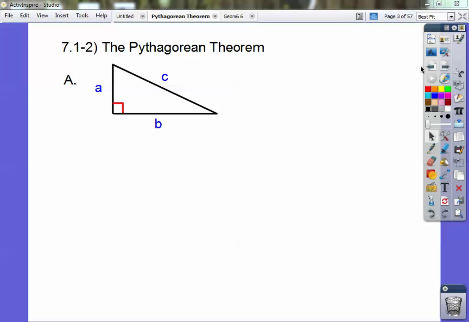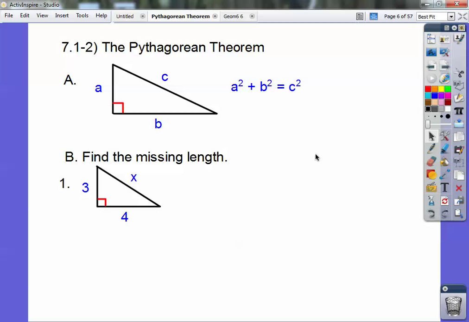And so you've probably seen the Pythagorean theorem before: a squared plus b squared equals c squared. All right, and so to find the missing lengths, you just use the Pythagorean theorem. Okay, this one's the most common Pythagorean triple. We'll talk about Pythagorean triples in the next lesson, you guys. And so it's always x squared is your hypotenuse squared.